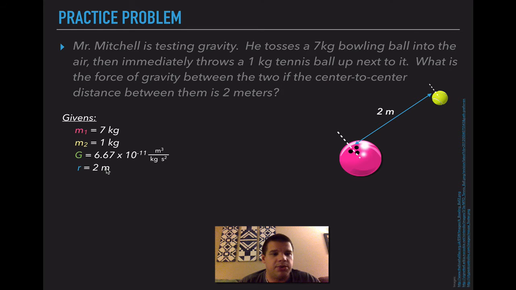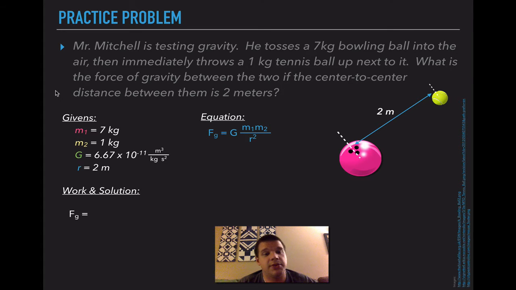Our next step is to identify the equation we're going to use, and we're going to use Newton's equation that we were just introduced to. And so we write that down. And then in the work and solution section, we're going to just plug and chug. We take those values we've written down from the problem, and we put them into the equation and solve it. So we'll start with the gravitational constant, multiply by the mass of the bowling ball, the mass of the tennis ball, and then divide by the distance between them squared.